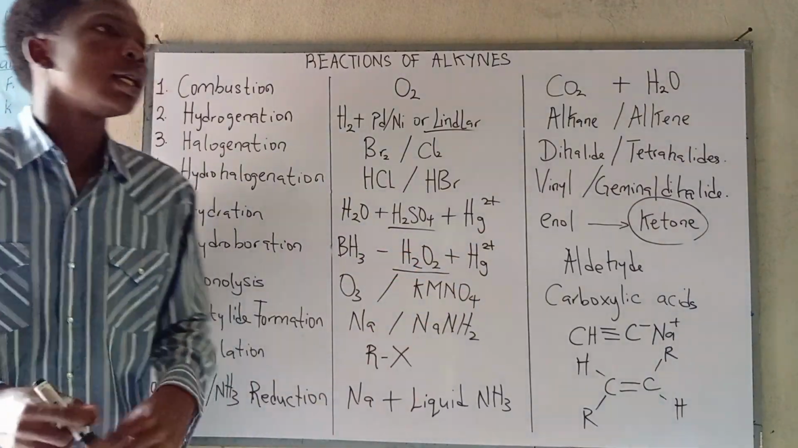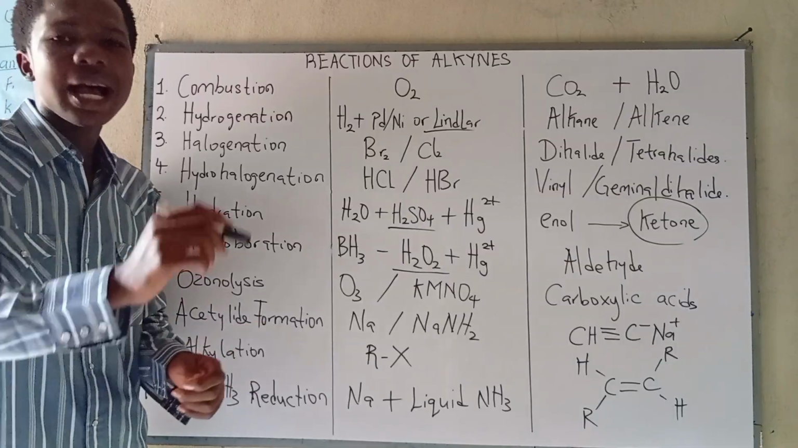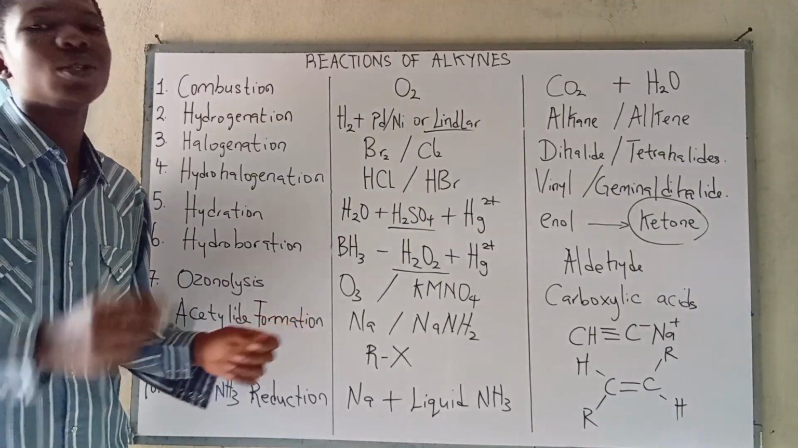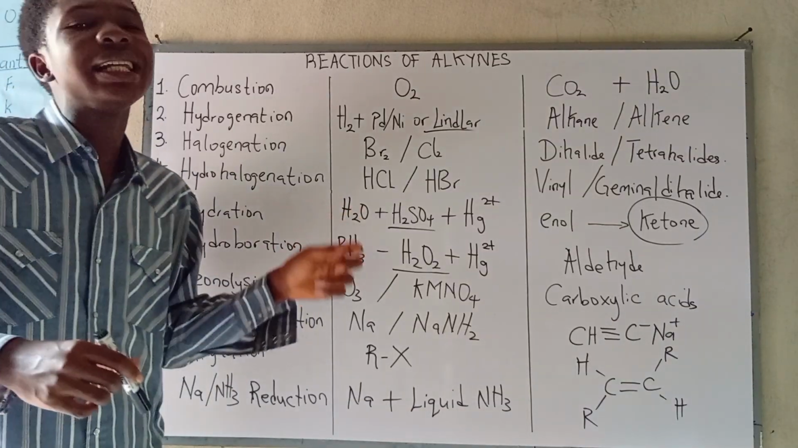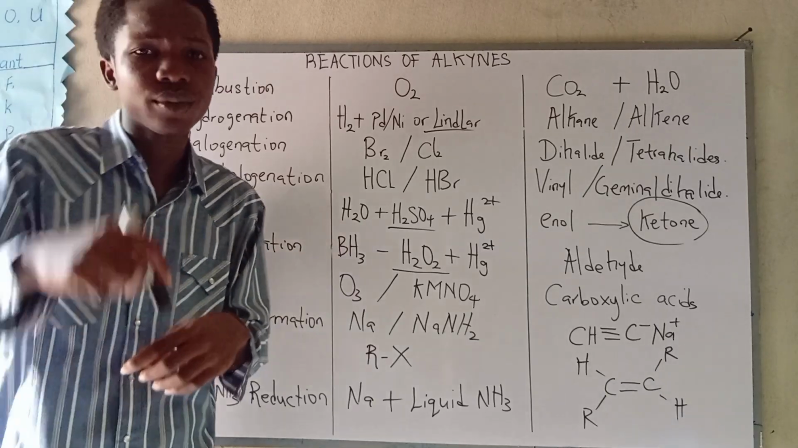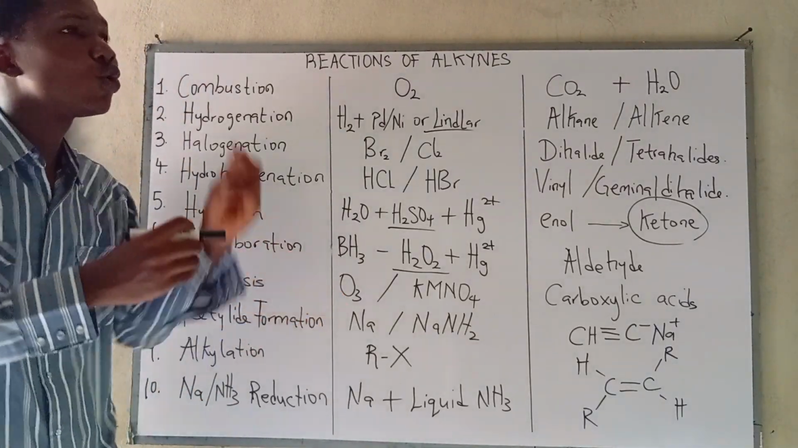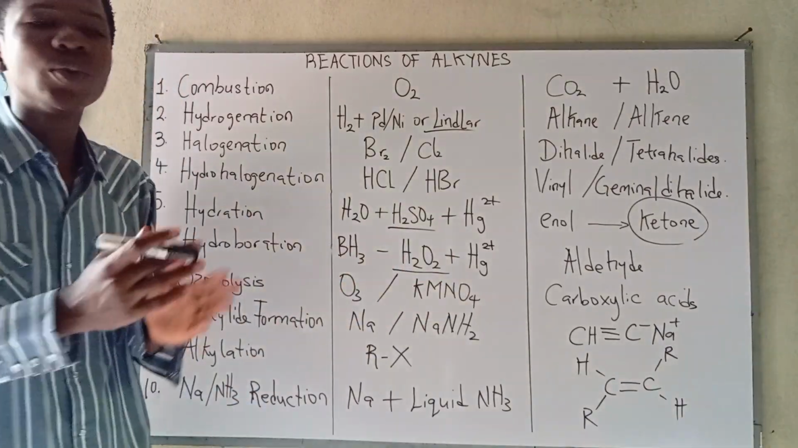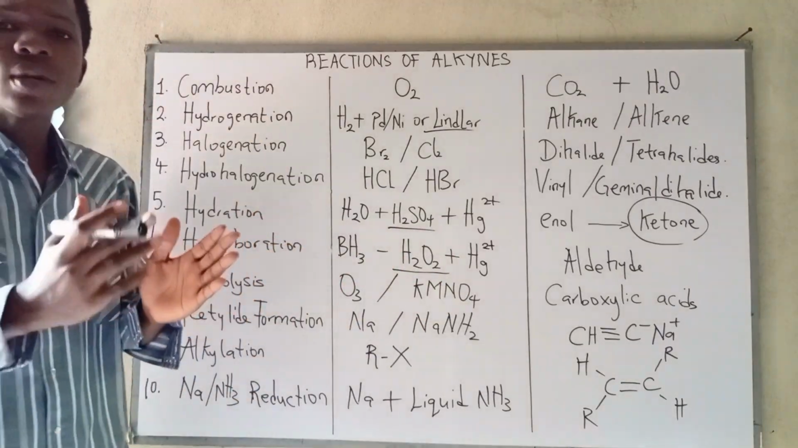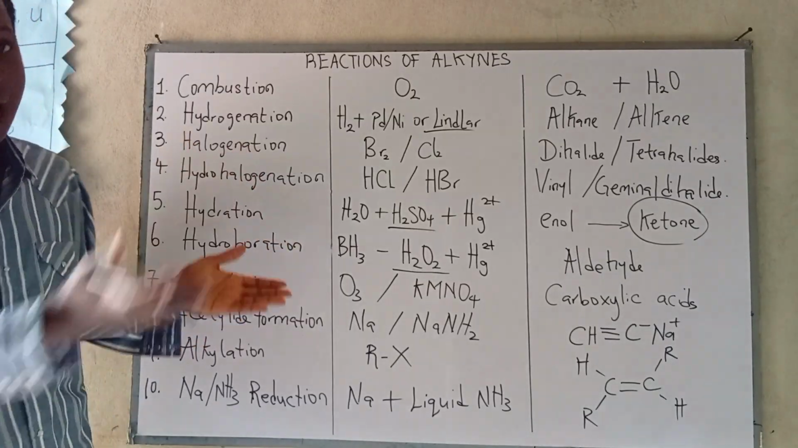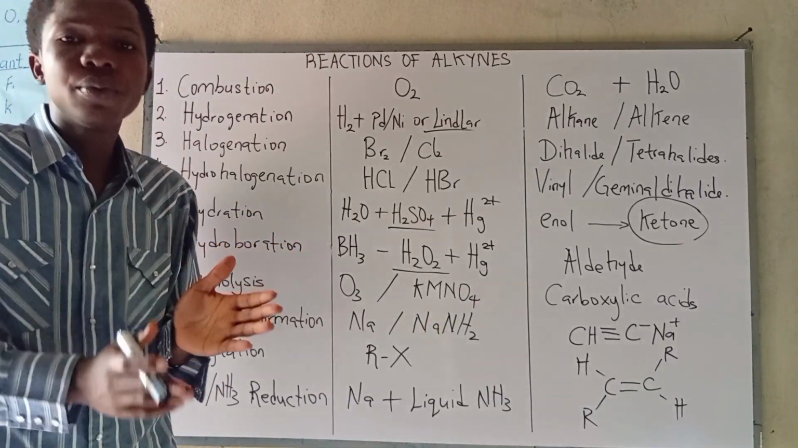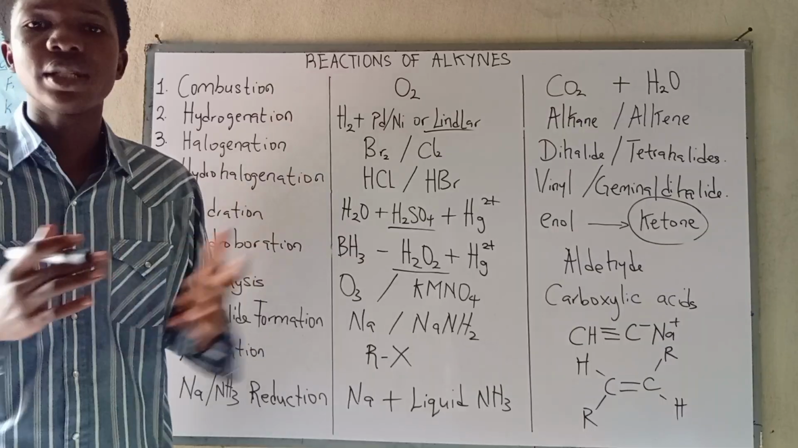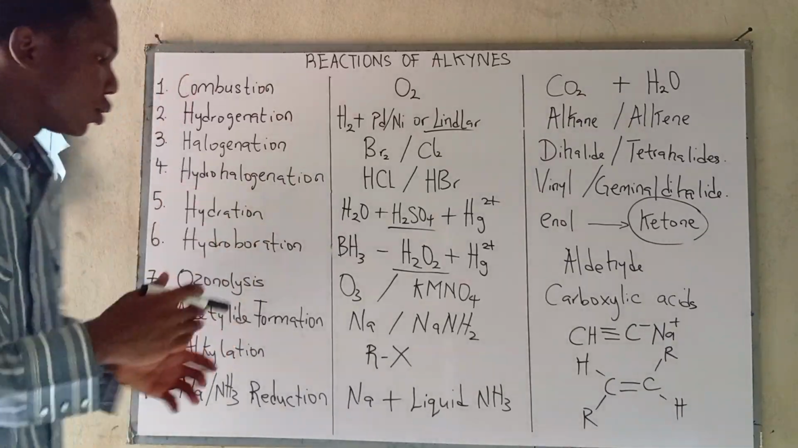But if it's a terminal alkyne, it's going to give us CO2, carbon dioxide. But if it's an internal alkyne, something different is going to happen. It's going to give us 2 carboxylic acids. It will split. You know an alkyne has a triple bond. It will split the carbons bearing the triple bond, and each will become a carboxylic acid. On that note, let's look down.